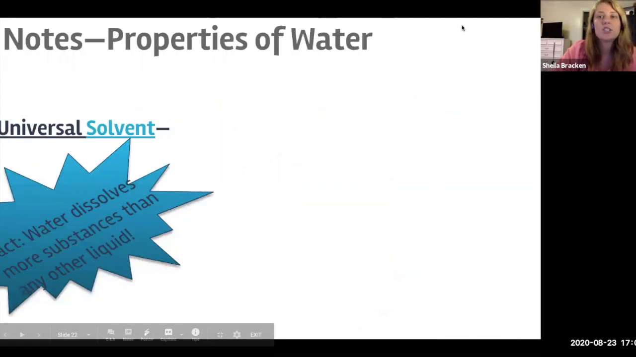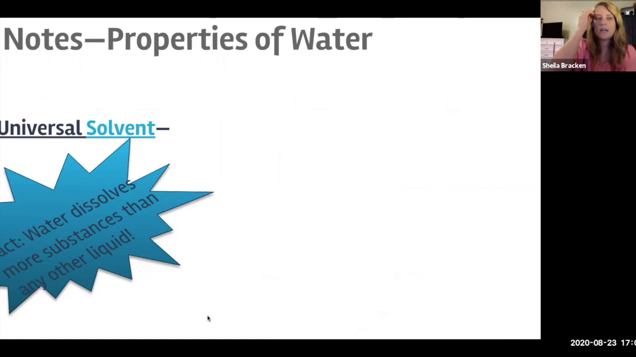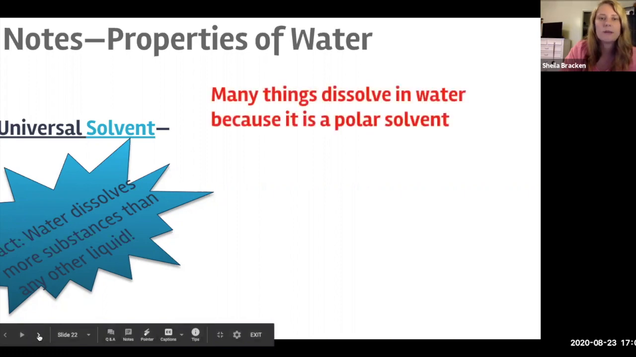So let's talk about it being a universal solvent. I want you to know this fun fact. Water dissolves more substances than any other liquid. Water is amazing. It's really cool. It's really special, and it dissolves more substances than any other liquid. So I'm really glad that whenever I eat something, I have lots of water in my body to help me break it up into its individual parts so that I can get the nutrients from it.